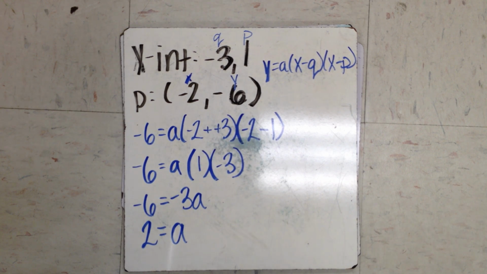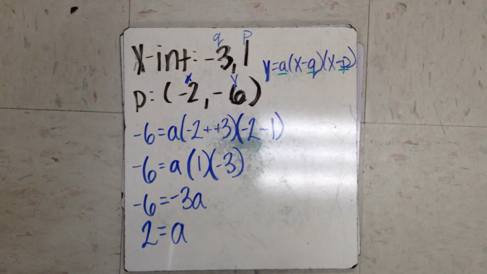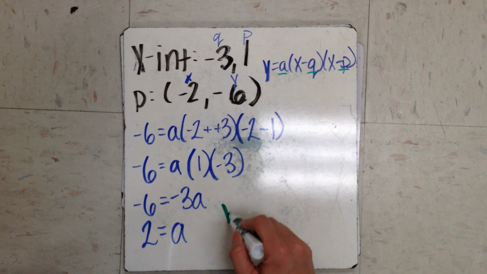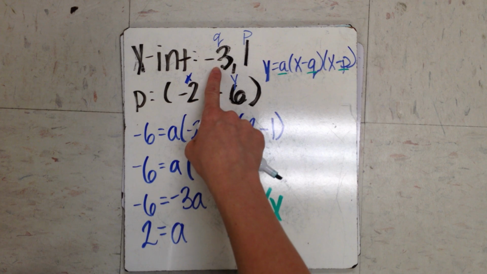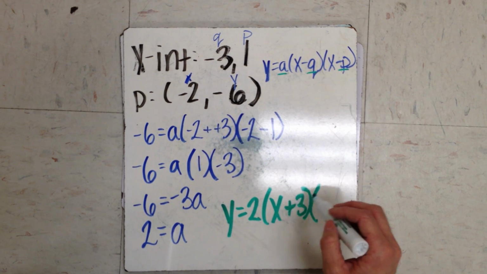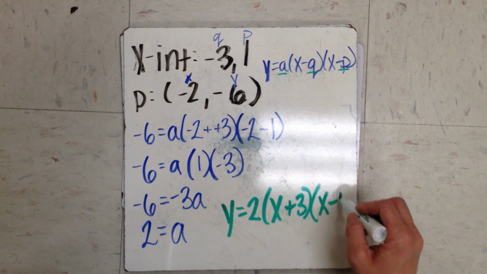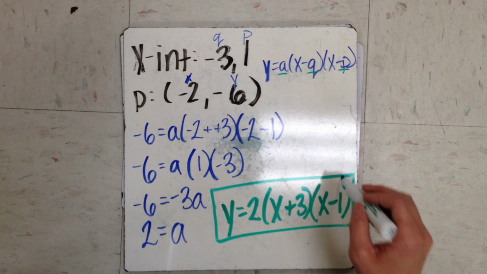Once again, we have all the information we need to write the equation of that quadratic. We have our a value, q value, and p value. So this quadratic with the x-intercepts -3, 1, and a point on it of -2, -6, we write that equation as y equals 2 times x minus -3, which is x plus 3, times x minus p, which is x minus 1. And that is the equation of that quadratic.